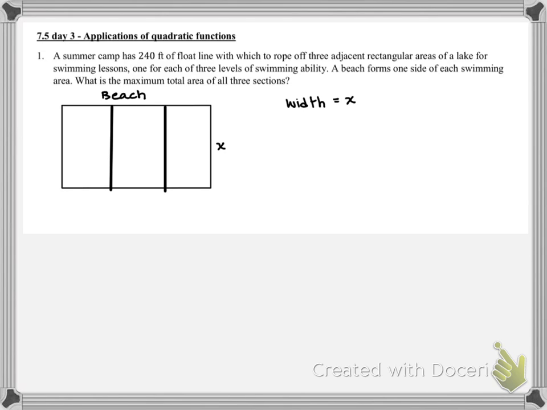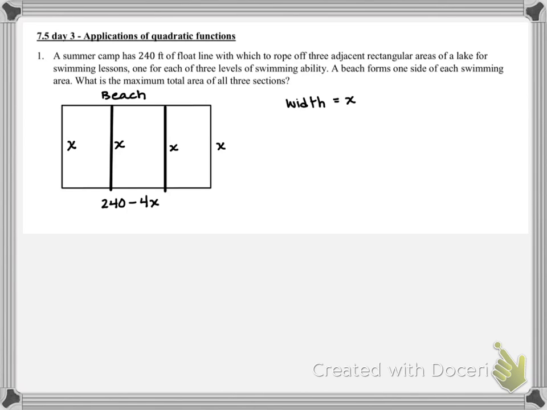And then I need to use rope for each of the vertical sections. So each of these dividers. So if I started out with 240 feet of rope and then I just used 4x feet to make the vertical sections, then I'm going to have 240 minus 4x feet left for the long section. And then we know what function to write in this case because we already did this problem.